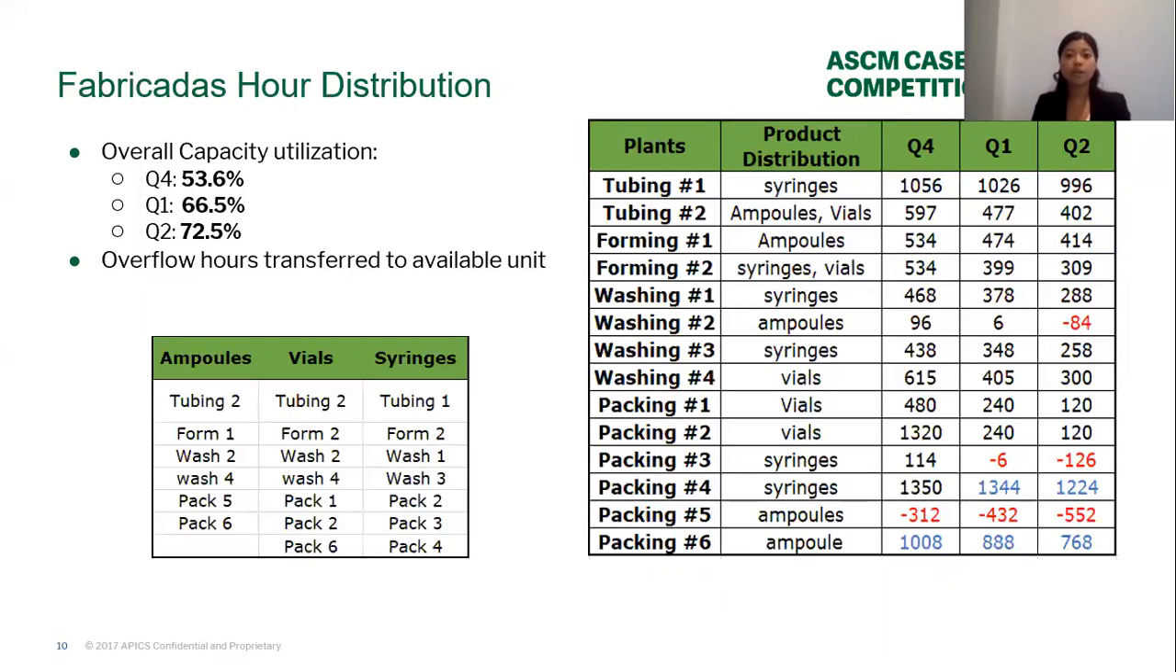The negative red numbers are the overflow hours, and these hours were transferred to available units specific to each product flow. The blue numbers represent the adjusted leftover hours.